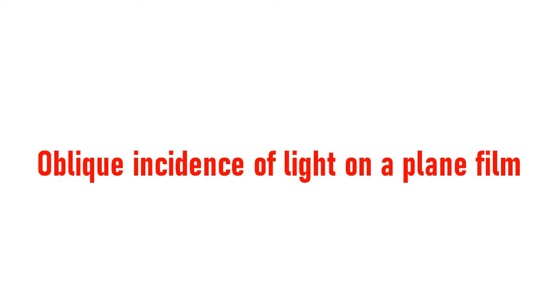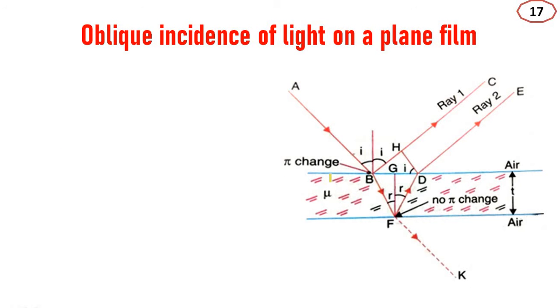Oblique incidence of light on a plane film. Now, this is the plane film. It has a thickness small t. It has a refractive index mu. And this is the upper surface of the film, and this is the lower surface of the film. This is the incident ray, and the angle of incidence is I.